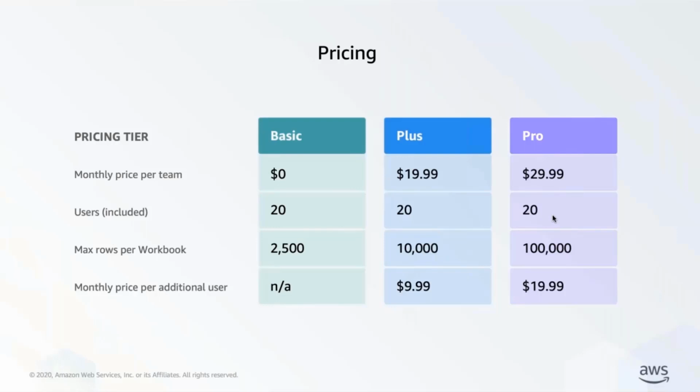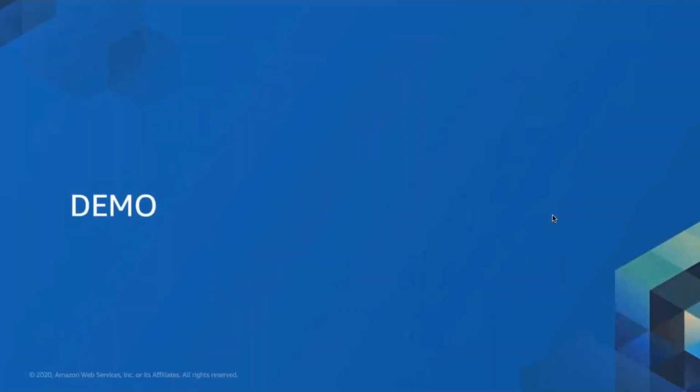For example, if a team had 23 users and their largest workbook was 6,000 rows, they would need the Plus tier. The cost would be $19.99 per month for the first 20 users, and the 3 extra users would each cost $9.99 per month. So the total cost would be about $50 per month. With that, I'm going to switch and show a demo of a couple of Honeycode applications.